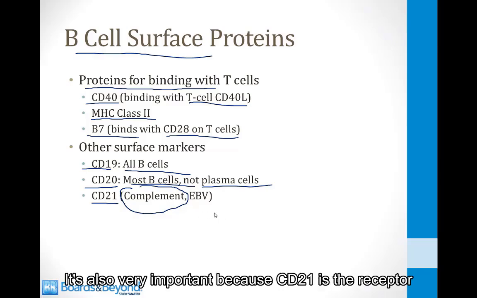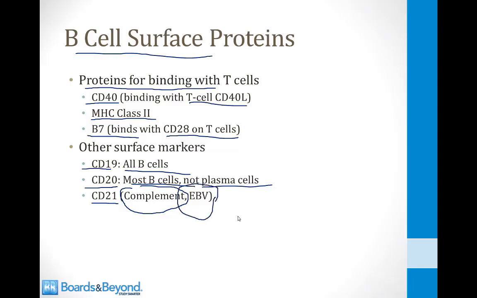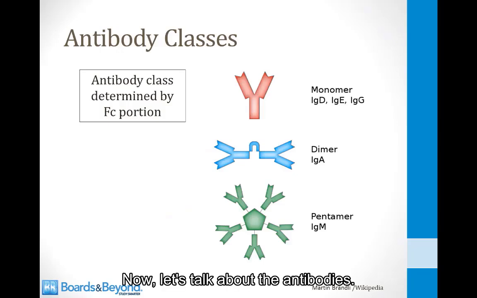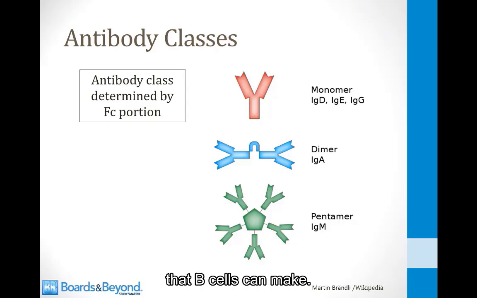It's also very important because CD21 is the receptor that the Epstein-Barr virus uses to gain entry into B cells. Now let's talk about the antibodies. So the goal of the activated B cell is to convert into what we call a plasma cell, which is a B cell that secretes antibodies into the plasma and the tissues. And there are several different types of antibodies that B cells can make.